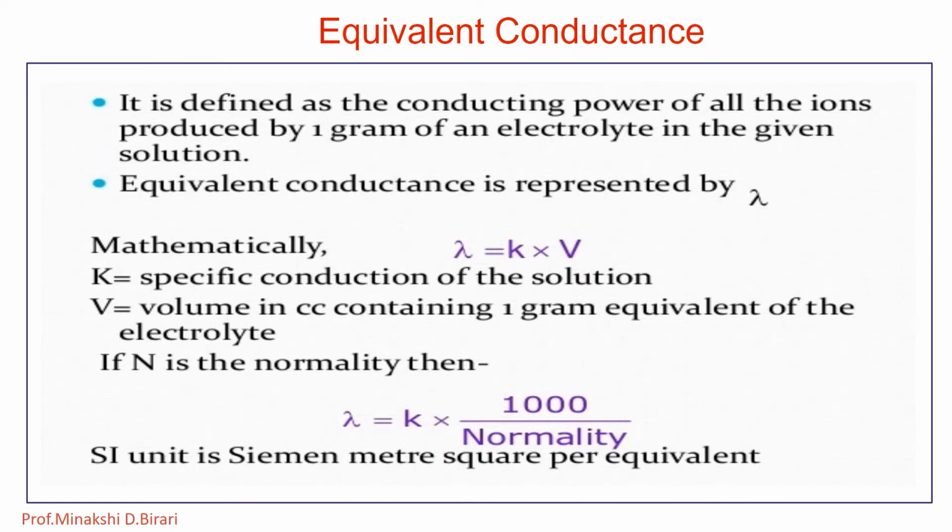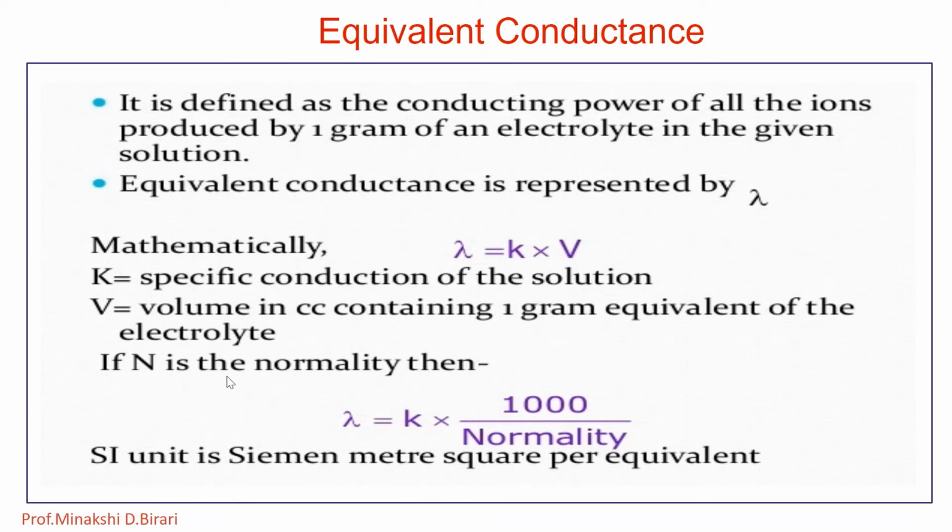Consider two large parallel electrodes set 1 centimeter apart and the whole of the solution containing 1 gram equivalent of an electrolyte is placed between the electrodes. If V is the volume of the solution containing 1 gram equivalent of an electrolyte, then lambda is equal to Ls into V or K into V. Ls or K is nothing but the specific conductance of the solution, and V is the volume in cc containing 1 gram equivalent of the electrolyte.